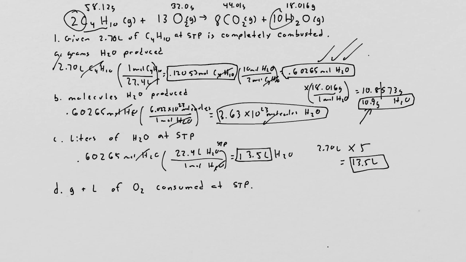All right, so we can do the same thing with the grams and liters of oxygen consumed at STP. Now, some students struggle with the idea. If you figure out how much is produced, you can also figure out how much is consumed, because for every 2 moles of C4H10 that is consumed, 13 moles of oxygen are also consumed. So, we can start off kind of the same way.